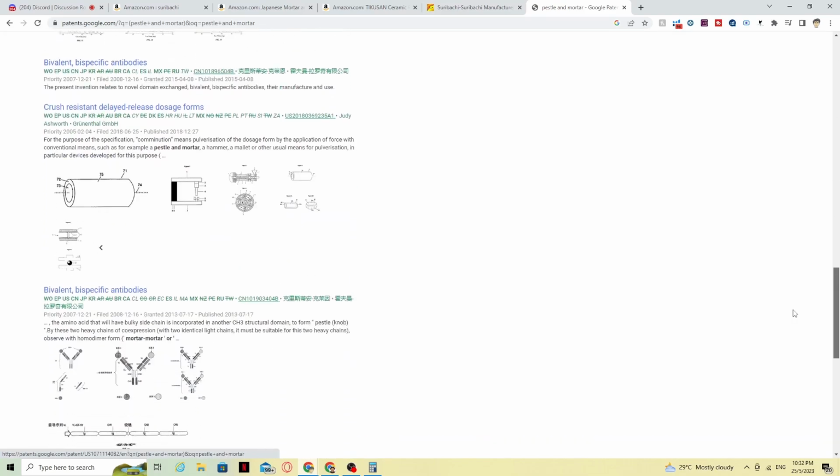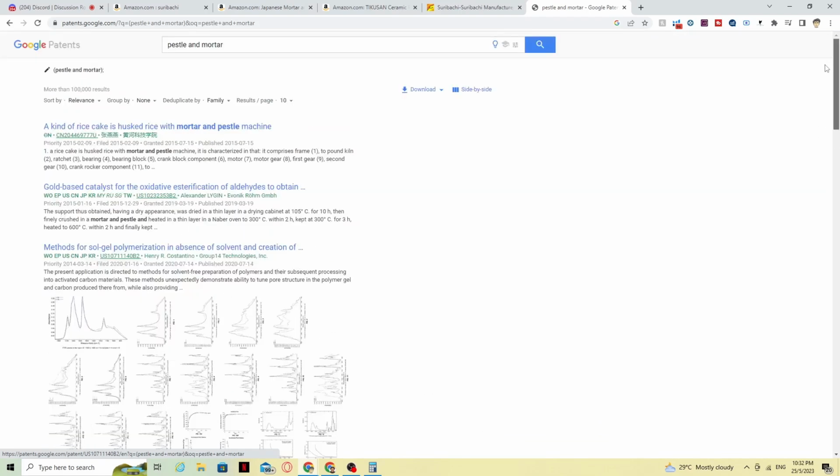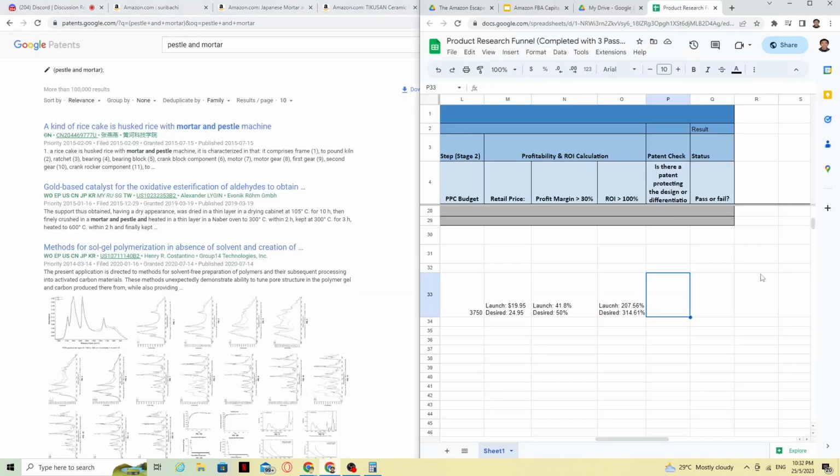I don't think there will be a patent over a design of a pestle and mortar, something that is already existing for many hundreds of years, right? Doesn't change much. So pestle and mortar, I think the chances of having a patent infringement is very low. Alright, so I'll just put here low chance. Okay, but if you want to be 100% safe, I will still run it through Fiverr for a search. Okay, so that's an additional thing.